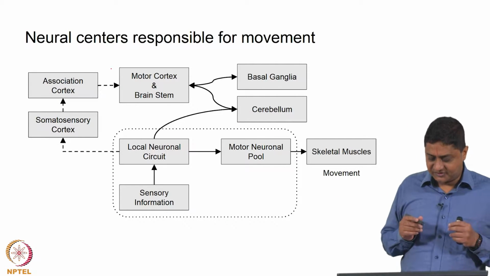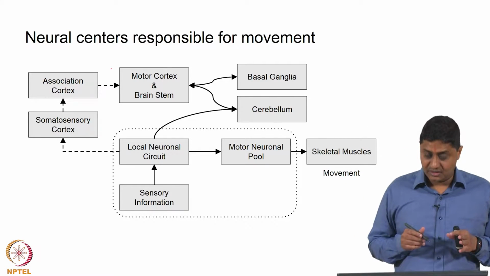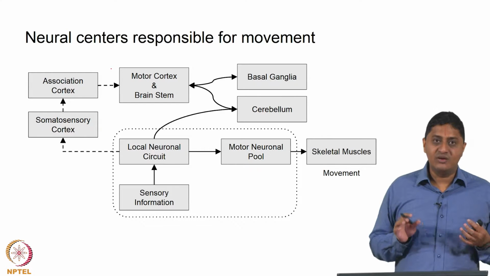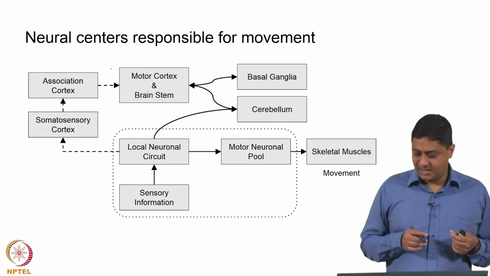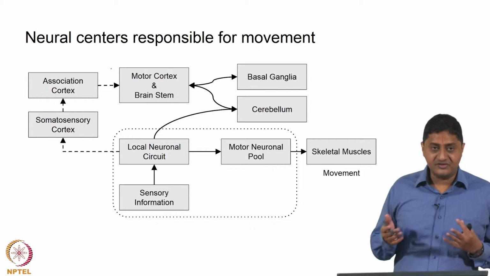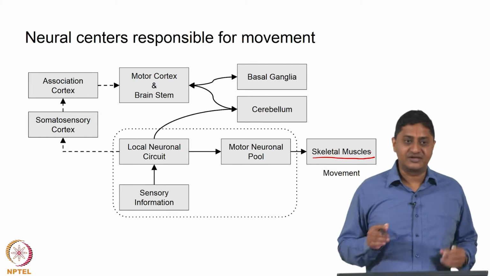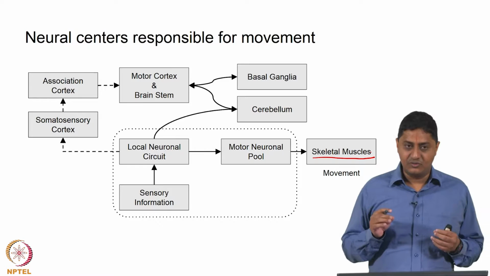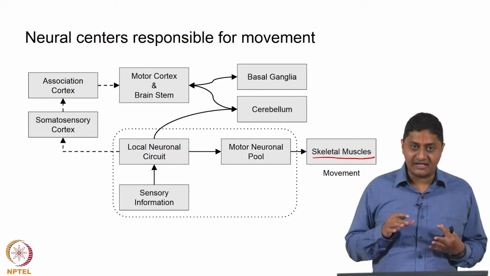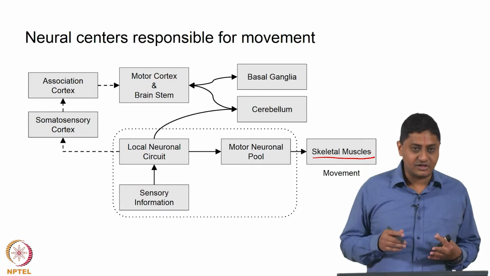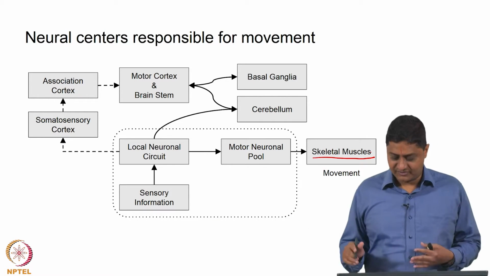So, let us remind ourselves of the situation. What is the situation? The situation is the following. We are interested in studying movements, purposive or otherwise, movements made by humans. And how are these movements caused? We said that these movements are caused by skeletal muscles. We described the mechanism of how the skeletal muscles perform that, how the skeletal muscles themselves are activated. So, excitation-contraction coupling, the sliding filament theory, etc., that we discussed.